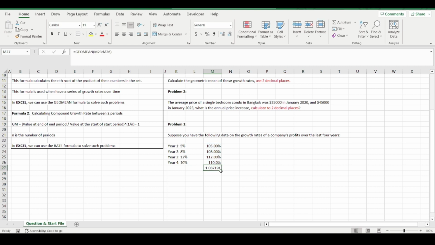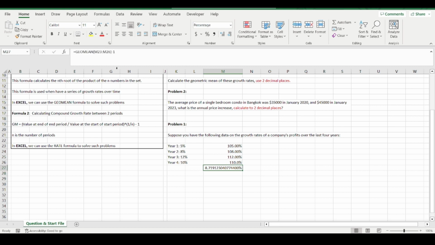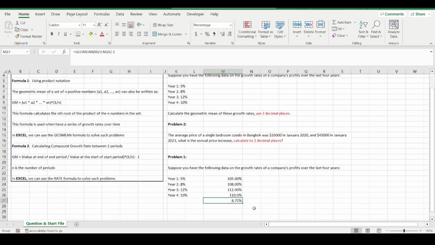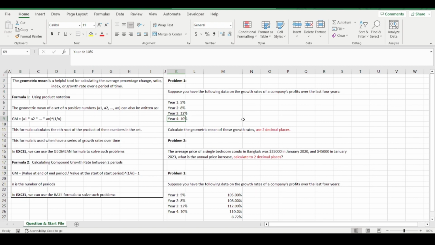Okay, and that gives us 1.08. To get the correct value, we now need to subtract 1, and we're going to use 2 decimal places. So it basically means that if the company's growth rate was 8.72% every year for 4 years, the company's profits would be the same as if the company had grown at 5% the first year, 8% in the second, 12% the third, and 10% in the last. So that's the average compound growth rate.